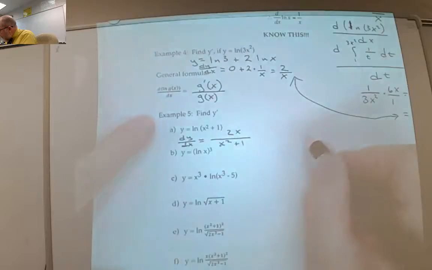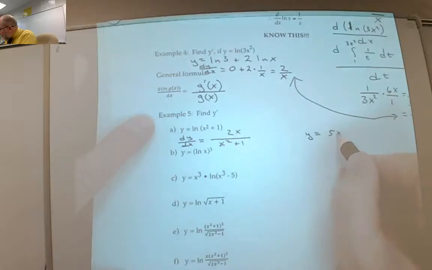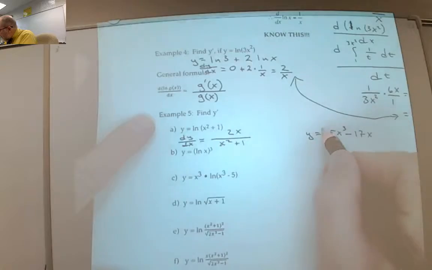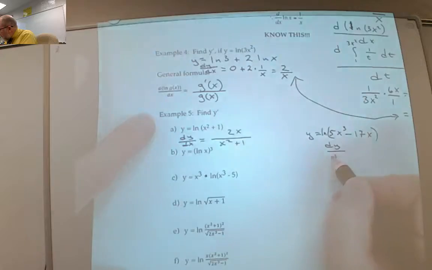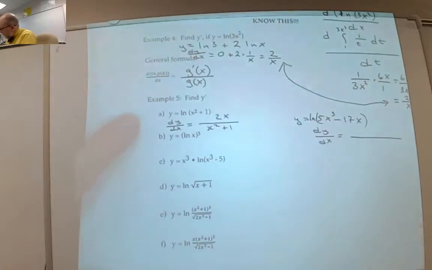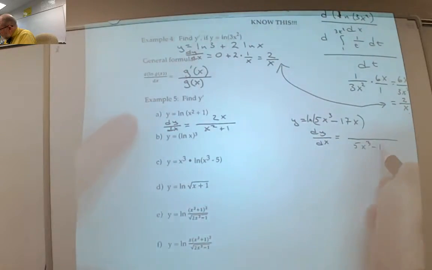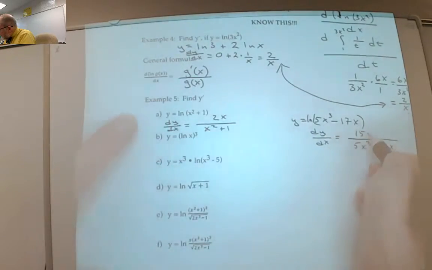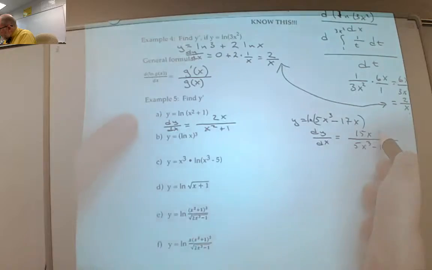I'm going to have another example over here. Y equals the natural log of 5x cubed minus 17x. So the derivative, Braden, what would go on the bottom? 5x cubed minus 17x. And what would go on top? 15x squared minus 17. Yeah.